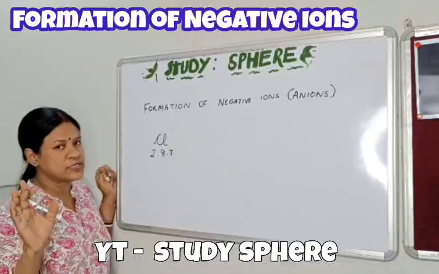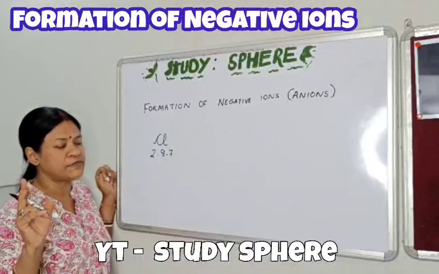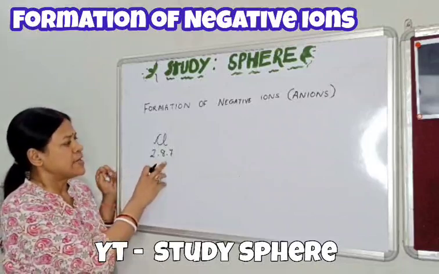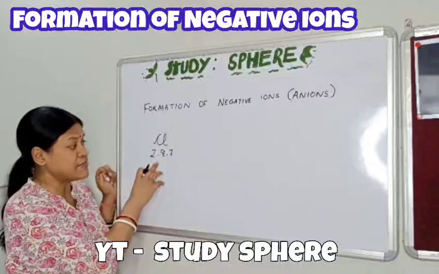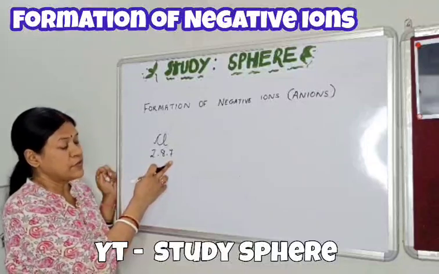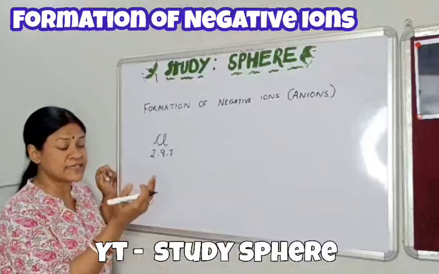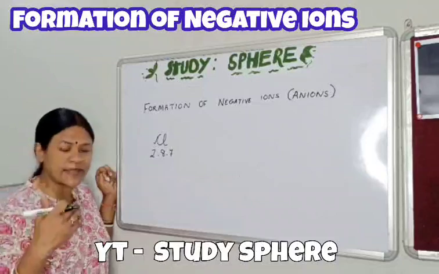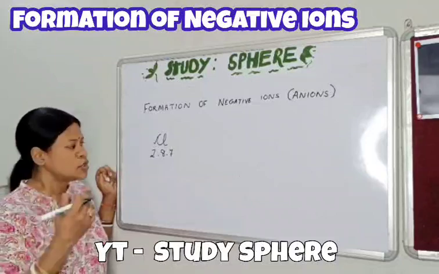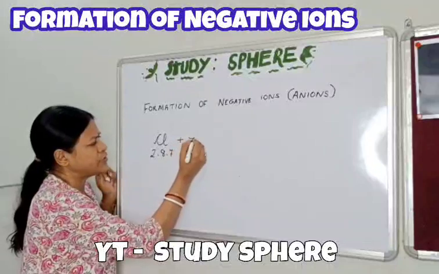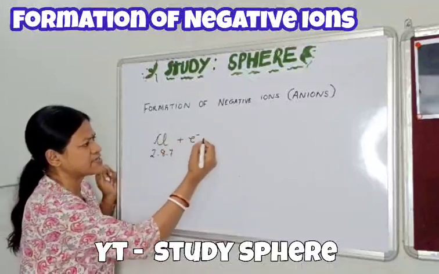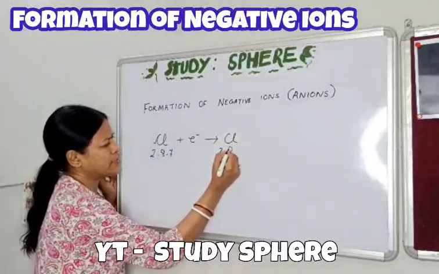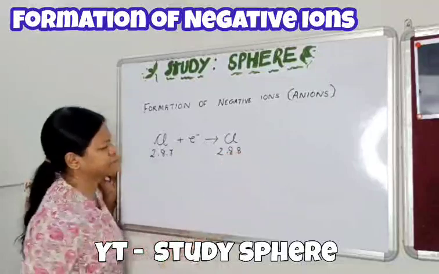In an electrically neutral atom, the number of protons and electrons is the same. So it has 17 protons and 17 electrons. If it takes one extra electron, that means it has taken a negative charge, because electrons are negatively charged. So if any element accepts one electron, it is accepting one negative charge. Normally we denote one electron by e minus, and if it accepts one electron, then what will be the configuration? 2, 8, 8.